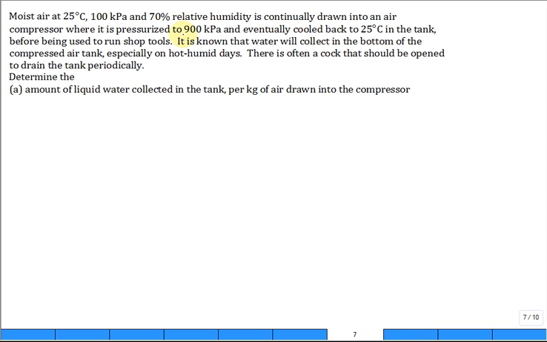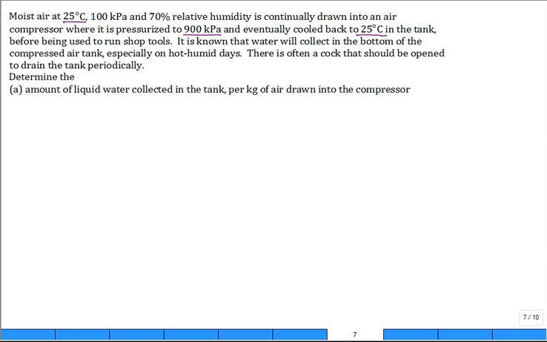So think of 25 C, 100 kPa, 70% relative humidity. And it boosts the pressure up to, let's say, about 900 kPa. I picked it around 120, 130 psi. So that's very reasonable. That would be the pressure in the tank. And if it just sits in the tank a long time, you have a big tank, it'll really cool down. I know it comes right out of the compressor hot, but if it sits in the tank for a while, it cools back down, and the lowest temperature to cool back down to is the ambient temperature. So it eventually cools back down to 25 degrees C in the tank before being drawn from the tank, piped over to some shop tools, and used.